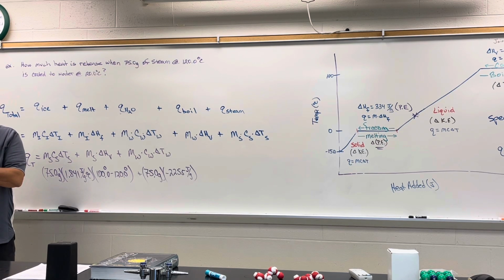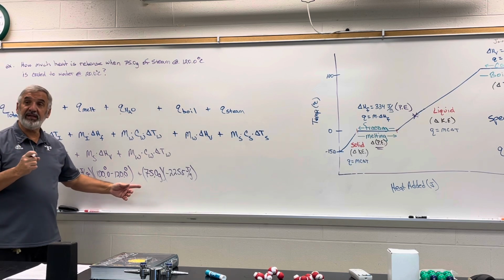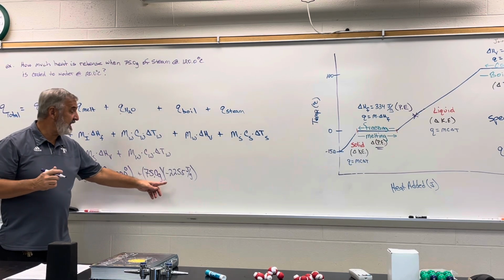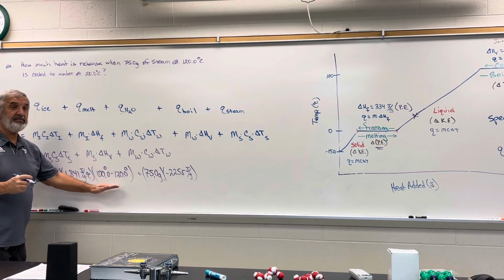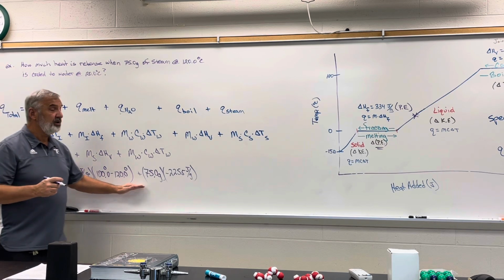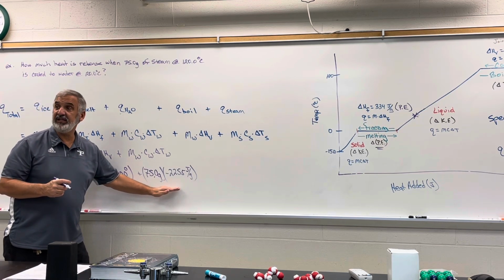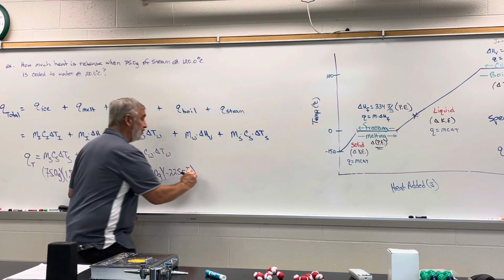When you break bonds, it requires energy. When you form bonds, it releases energy. The sign just tells us the direction energy is flowing. Is it being absorbed or is it being released? Okay? In this case, it's being released, negative. So now we've cooled the steam down to 100. Now the steam has condensed into liquid water at 100. Now we need to cool the water.